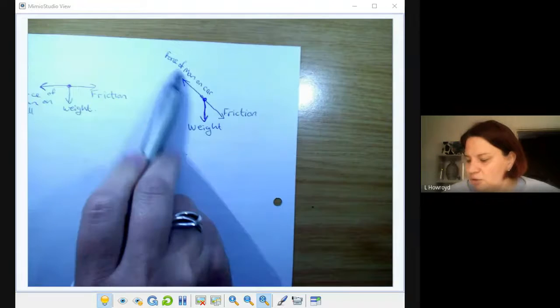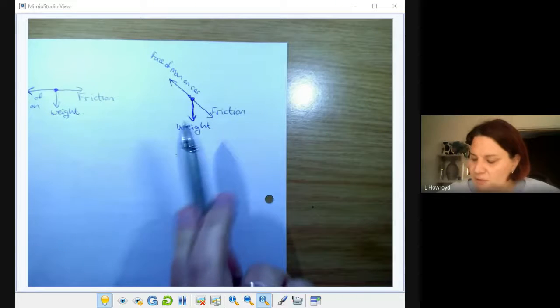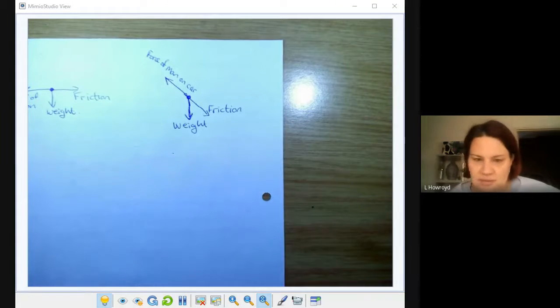Okay, so the man in the car is going up because that's the slope of the hill, but the weight is always going to be acting vertically down.